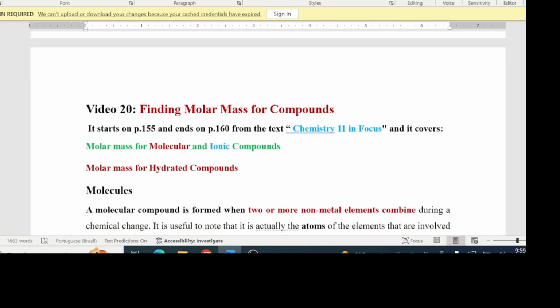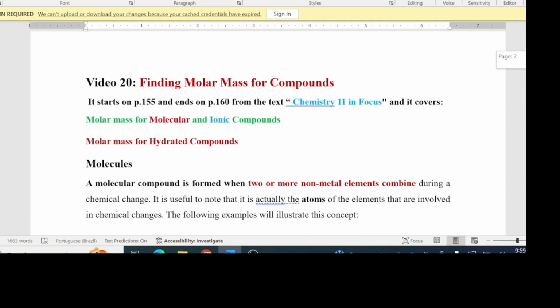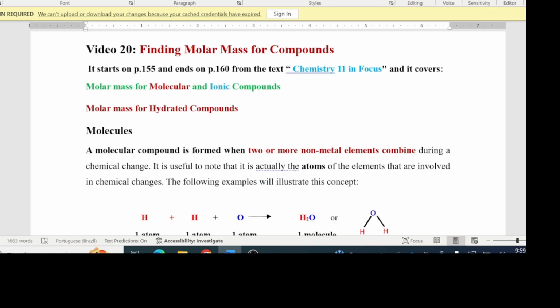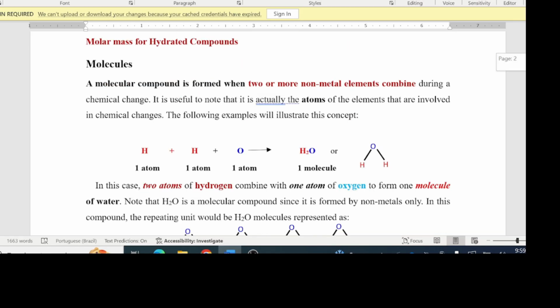Our lesson today deals with finding the molar mass for compounds. We'll be looking at how we find the molar mass for molecular and ionic compounds, and the molar mass for hydrated ionic compounds. The lesson begins on page 155 and ends on page 160 from the text Chemistry 11 in Focus. First of all, we want to distinguish between molecules and formula units when we are speaking about different types of compounds.